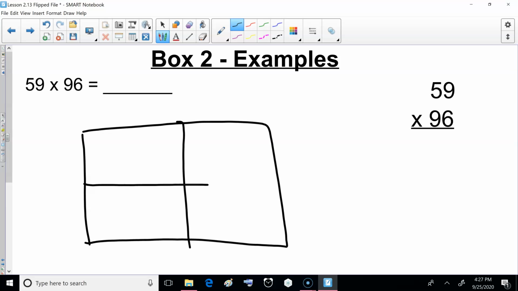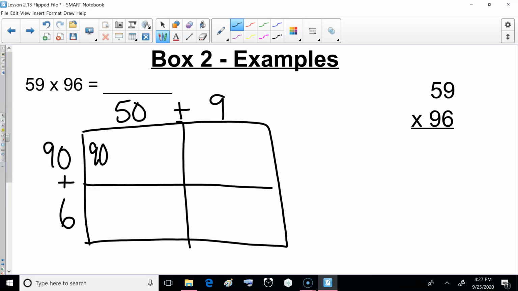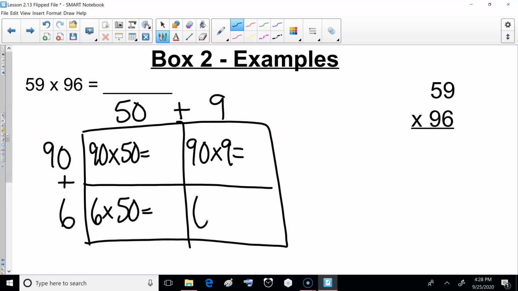And we're going to cut it in half because I have two numbers. My first number is 59, so I'm going to go 50 plus 9. And the other number is 96, so I'm going to go 90 plus 6. And there I have it all set up for me right over there as well. So I'm going to set up my area model. Well, I know it's 90 times 50 and 90 times 9. I got 6 times 50 and 6 times 9.